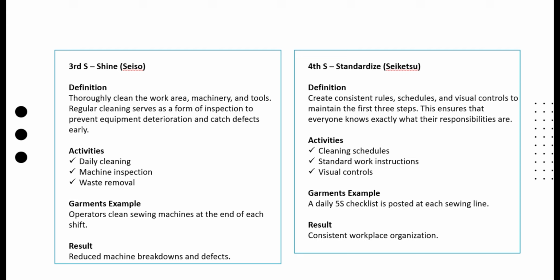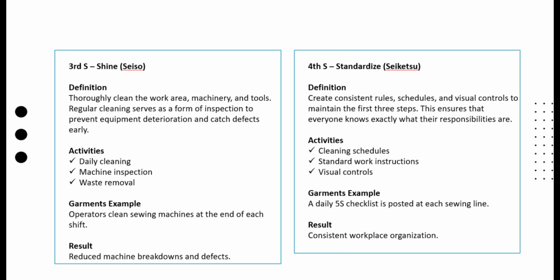Third is shine or Seiso. Shine means cleaning the workplace, machines, and tools regularly. Cleaning also helps in early detection of problems. Activities include daily cleaning, machine inspection, and waste removal. In garments factories, operators clean sewing machines at the end of each shift. The result is fewer machine breakdowns and fewer defects.